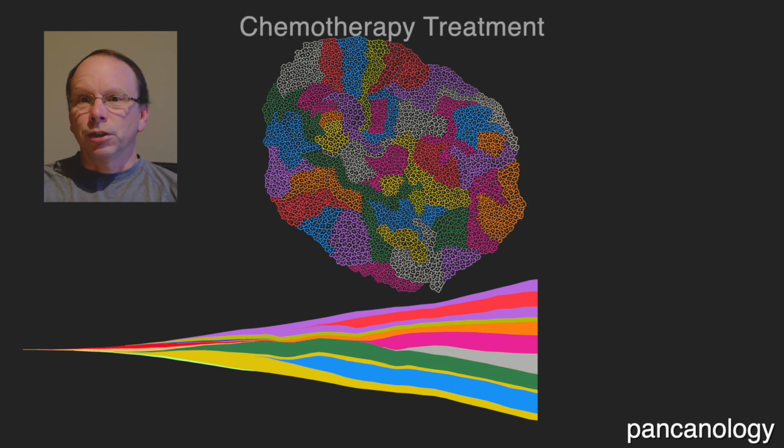Because the tumor cells are not all the same, some of them are affected more or less by chemotherapy. Chemotherapy could kill some quickly, have no effect on others, or even spur new cells that depend on the chemotherapy being present.